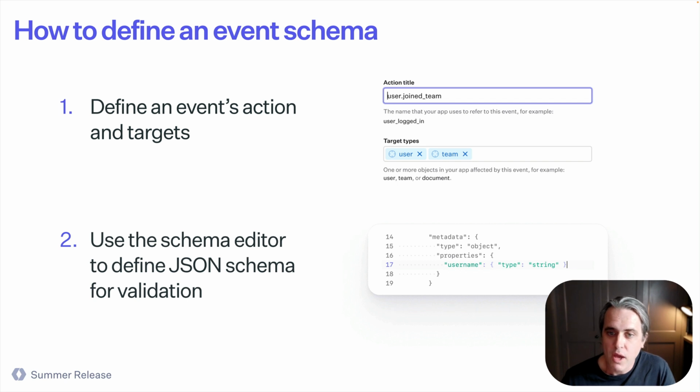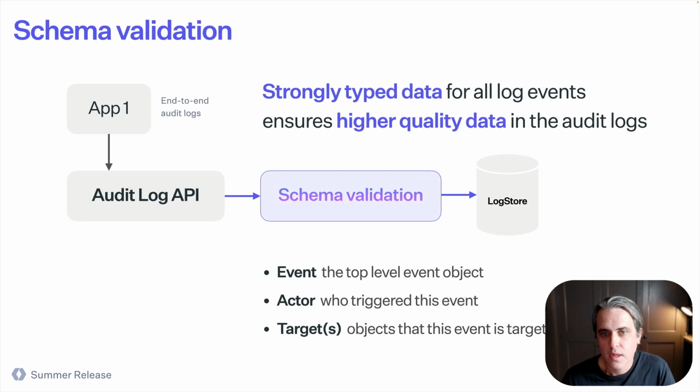Additionally, if you have any custom metadata, you can use our JSON schema editor to ensure that it's type checked and valid. So if you wanted to add a username, for example, on an actor object, we'll make sure that that username is stored as a string. And we really feel that strongly typed data for all events ensures that the audit log contains higher quality data in general.